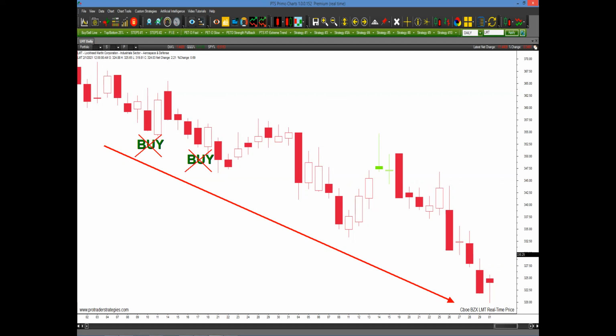But look what we have here. Right here, we have a strategy 5 sell signal. Bar number 2 is colored red. Bar number 2 will always be the bar below the arrow. And then we have another one right here. Bar number 2 is colored red. And then we have another one right here.